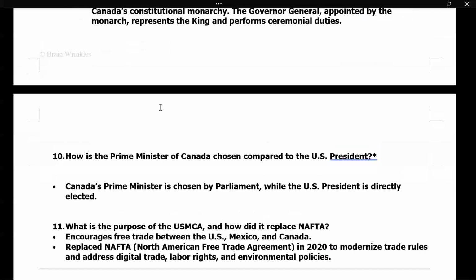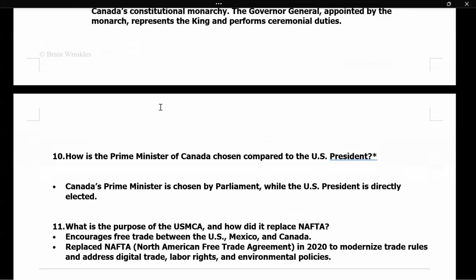How is the Prime Minister of Canada chosen compared to the US President? In the US, we vote for the president. We directly vote for the president. In Canada, they do not vote for their chief executive. They vote for the parliament, which then will decide the prime minister. But in the United States, we directly elect the president.